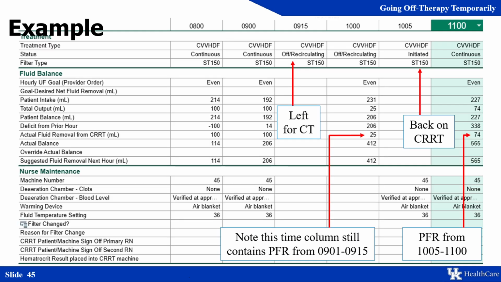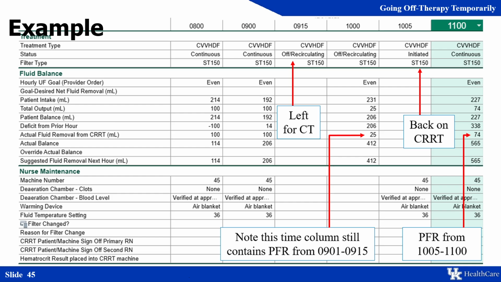In this example, we're looking after the fact at what we just did. So you can see that at 9:15 we left for CAT scan. Again, there's no fluid balances for that time column. At 10 o'clock, we note that we're still off and recirculating, and our fluid balances are present because we're running the totals, even though we're not there. At 10:05, we reinitiated, but there's no fluid balance because, again, we're not on the hour. And then at 11 o'clock, we are back doing our regular thing.